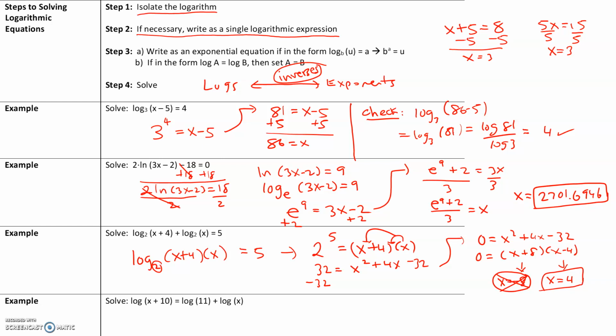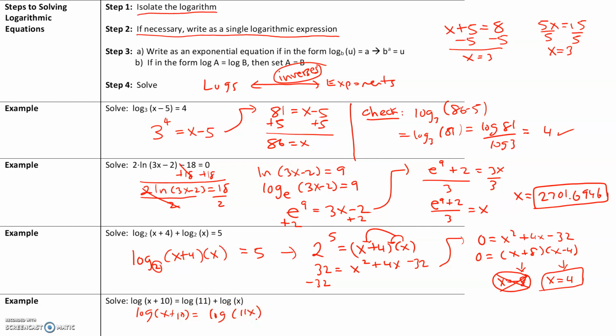Another example. We have log of (x plus 10) equals log of 11 plus log x. So first off, let's rewrite this as a single logarithm. So we have log of (x plus 10). When you have addition of two separate logarithms and you write that as a single logarithm, the addition goes to multiplication. So this gives us 11x.